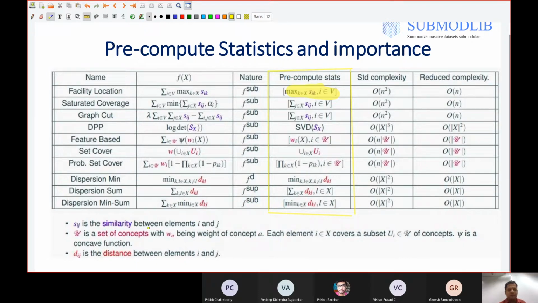Use a set of concepts. For example, if you're looking at feature-based functions, and some of them are looking at distances. These are looking at distances. These three look at distances.